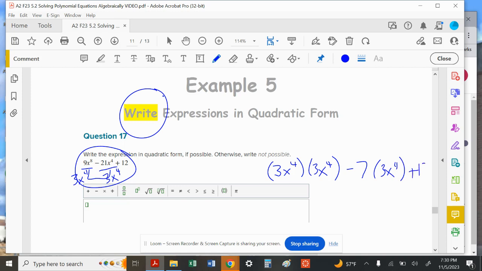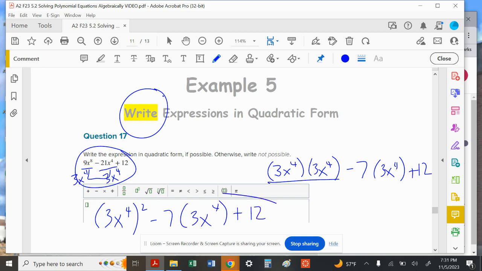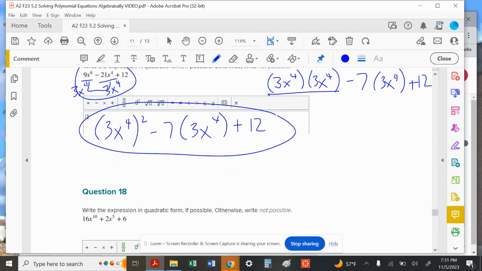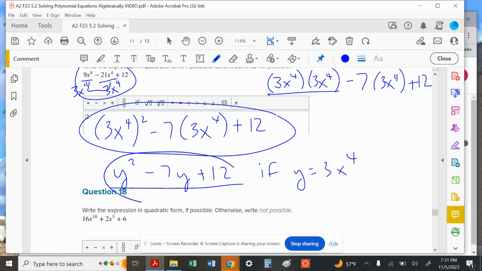And then plus 12. Now notice here I have 3x to the 4th squared minus 7 times 3x to the 4th plus 12. And here's my answer. Now, how do I know that's the answer? Because we are trying to put this in quadratic form, which means it looks kind of like y squared minus 7y plus 12 if y equals 3x to the 4th. So if we were to substitute it, notice here it's a quadratic equation. That's the form we want to put it in because that's how we're going to solve it. So we're basically going to do something like this and then solve it that way.